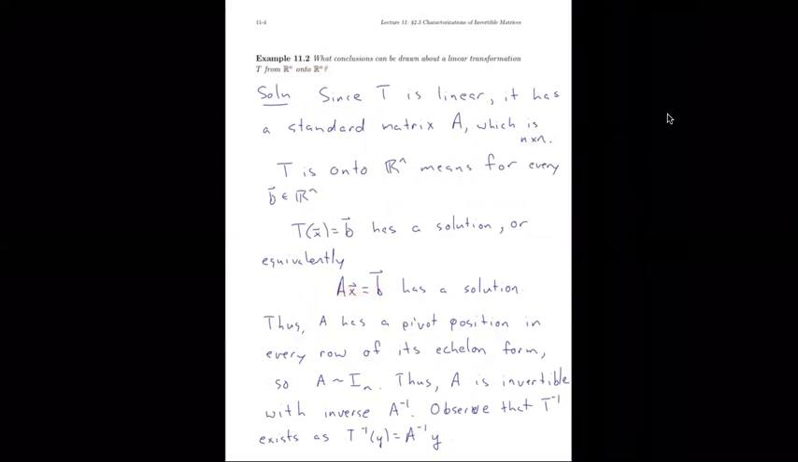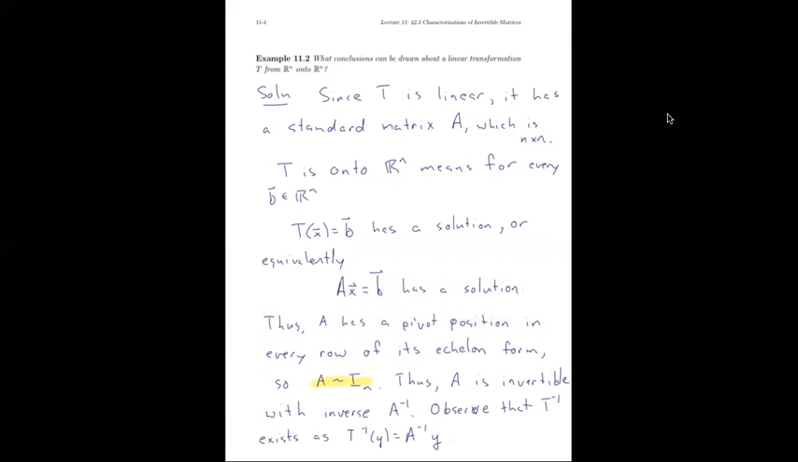So if A times X equals B has a solution for every value B we could possibly come across, then A has a pivot position in every row of its echelon form. This is from the equivalence theorem of section 1.4. Yet again, we use that result all the time. So if this has a solution for every B, then A has a pivot position in every row of its echelon form. In other words, if A is onto, then A has a pivot position in every row of its echelon form. This means that A is row equivalent to the identity matrix.